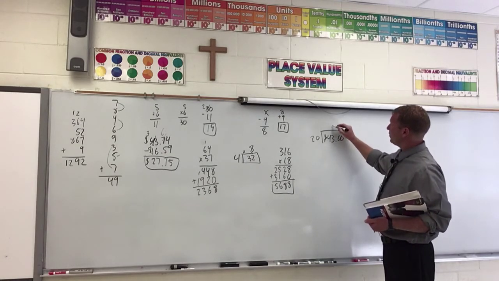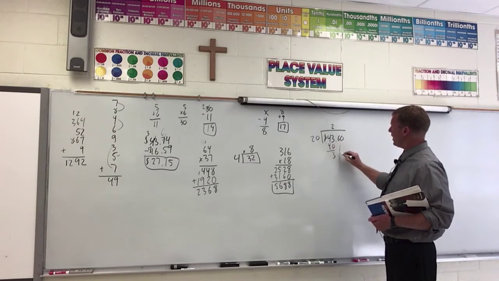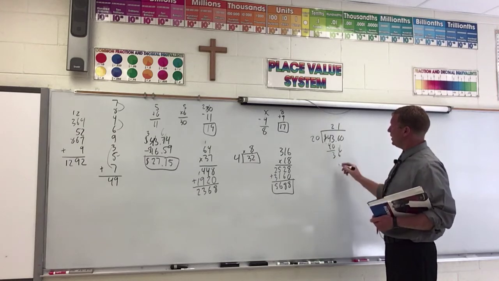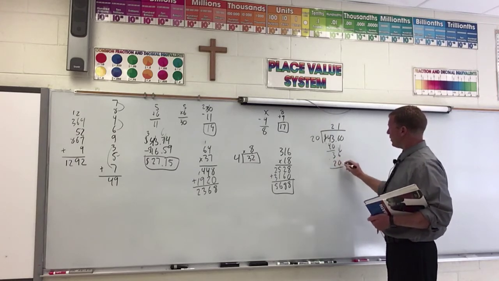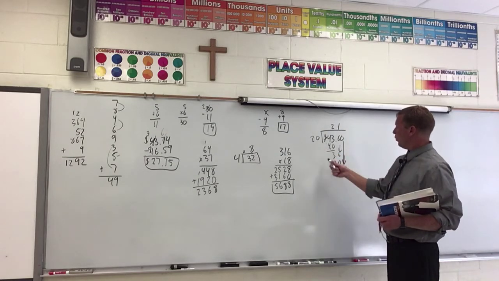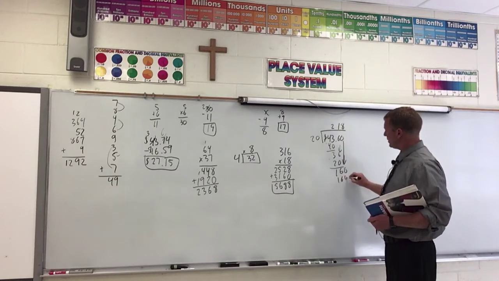20 goes into 43 twice. That's 40. Subtract 3. Bring down the 6. 20 goes into 36 once. That gives me a 20. I subtract 16, bring down another 0. 20 goes into 160 8 times. That's 160.